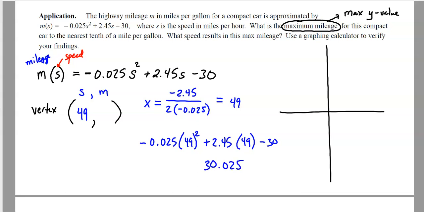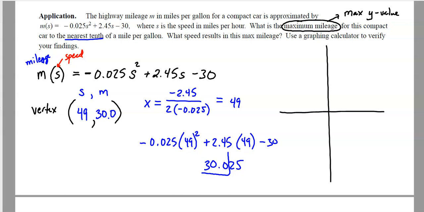And it says nearest tenth. So nearest tenth tells me I got to stop there. The 2 says leave it alone. So I think this is going to be 30.0. So it looks like that is going to be the maximum gas mileage possible with this vehicle.